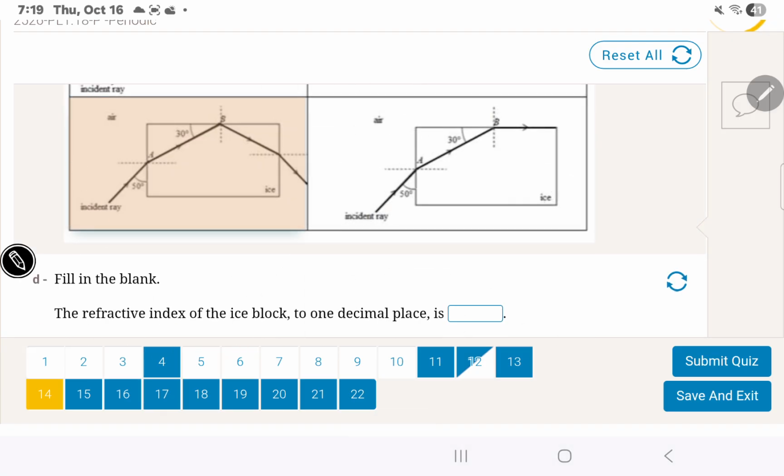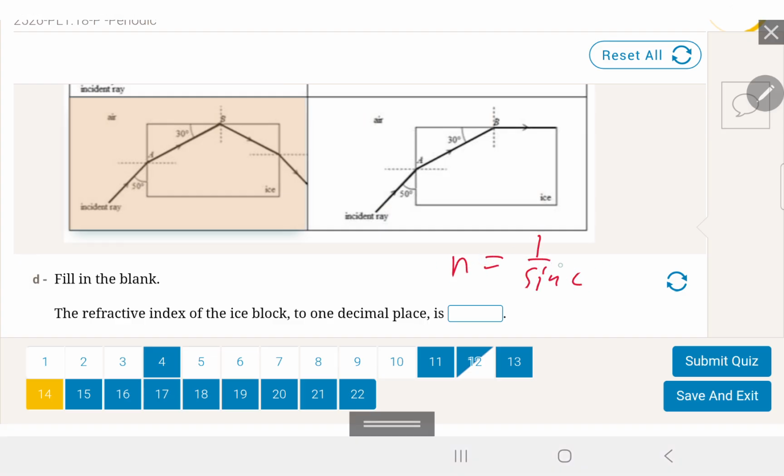The refractive index of the ice block to 1 decimal place. Refractive index is equal to 1 over sine of the critical angle. So n equals 1 over sine c. We are told in the question that the critical angle is 50. So sine 50. 1 over sine 50 equals the refractive index.